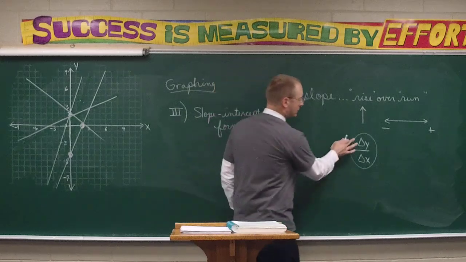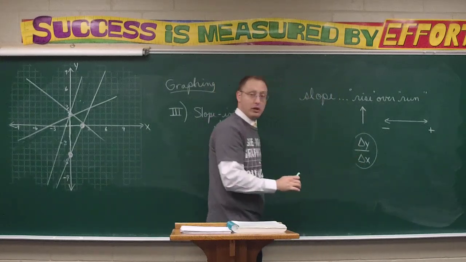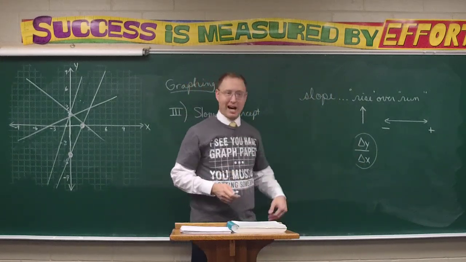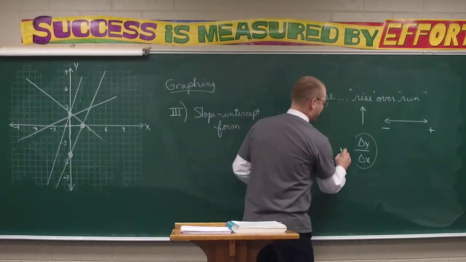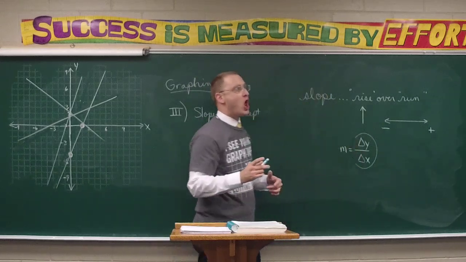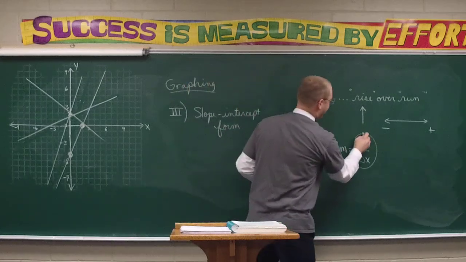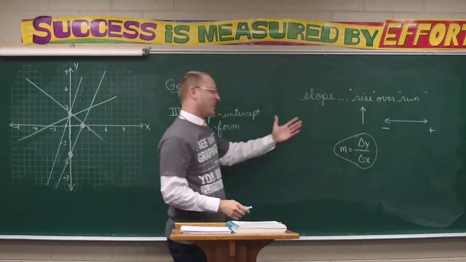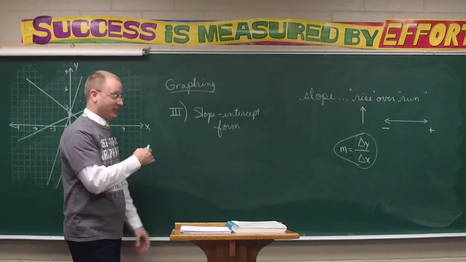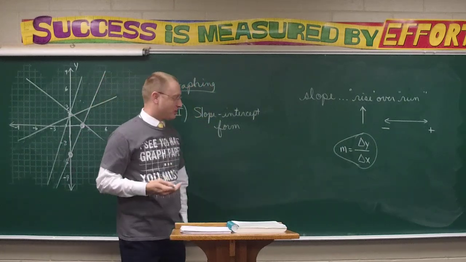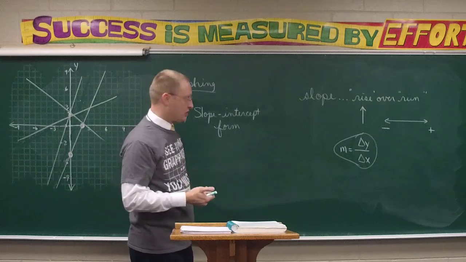Anyone remember, by the way, the letter we use for slope? m. Why? I don't know. But m, like slope. Slope. m. I don't know. Anyway, so this is actually our equation if you want to take the whole thing, including the letter m. m equals delta y over delta x. Change in y over change in x.